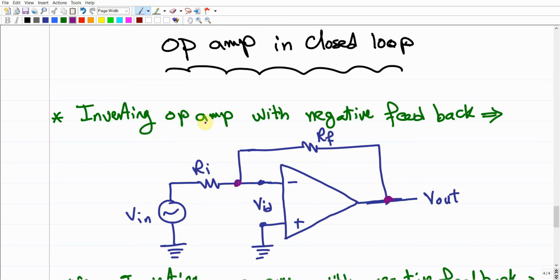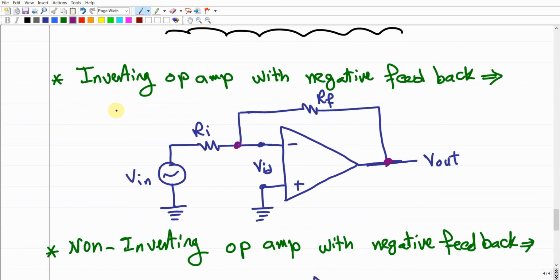And this is one of the essential things to have: a closed loop operational amplifier, inverting or non-inverting, with negative feedback like this one. This is a typical example of an inverting operational amplifier with negative feedback. What does it mean, inverting operational amplifier? As we mentioned before, as you can see, the input signal is going through the negative terminal of the amplifier, so that's why it is an inverting operational amplifier.